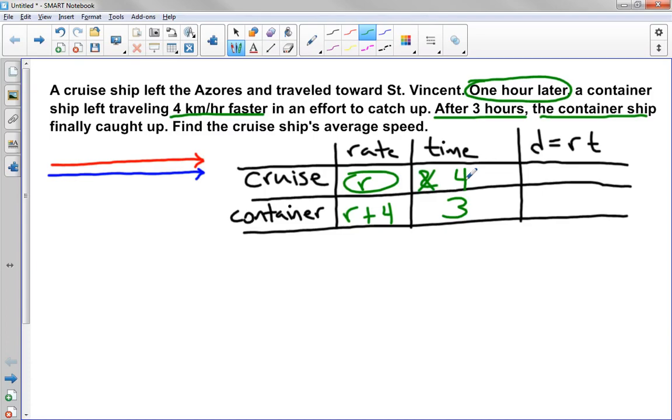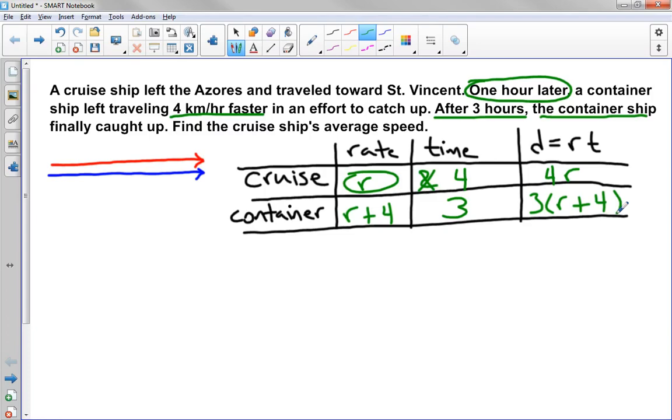At this point, I'm going to let algebra take over just a little bit. Rather than trying to fill in the distance boxes with any kind of new information, I'm going to use the relationship between distance, rate, and time. That is, distance equals rate multiplied by time. So for the cruise ship's distance, I have 4 multiplied by r. In the container ship's distance, I have 3 multiplied by r plus 4.